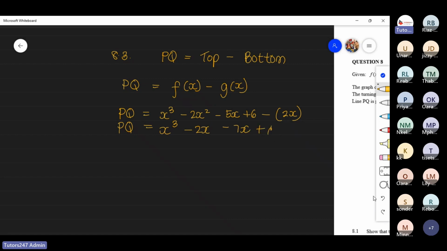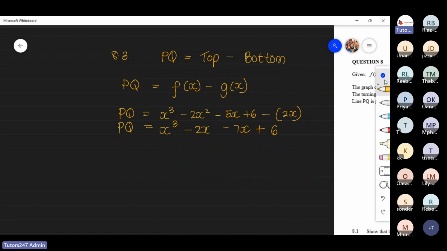So this is now our equation of PQ. Keep in mind, how do you get the equation of a vertical line? It's the top function minus the bottom function. That is the equation. We are not done with the question as yet. Keep in mind, the reason that we tried to obtain the equation was in order for us to get the turning point. More specifically, the maximum turning point.